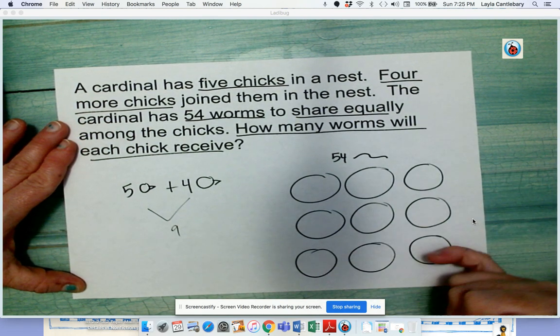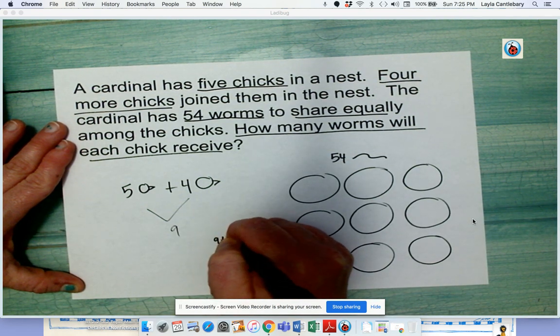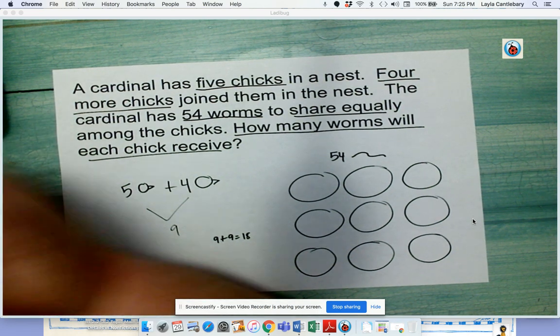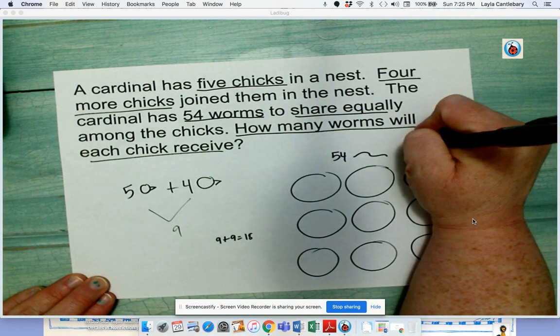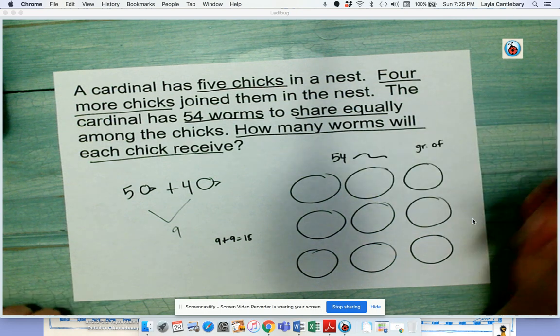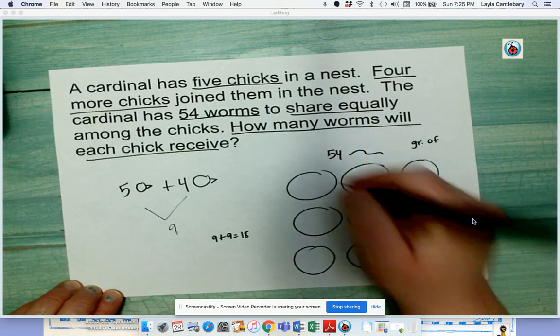Do you have to do it this way? No, you could have done repeated addition, right? You could have also done an array. An array would have worked really well too. But I just chose groups of. So there's my plan. And now I'm going to create my solution. Obviously, I already started 9. And so I'm going to divvy them up.